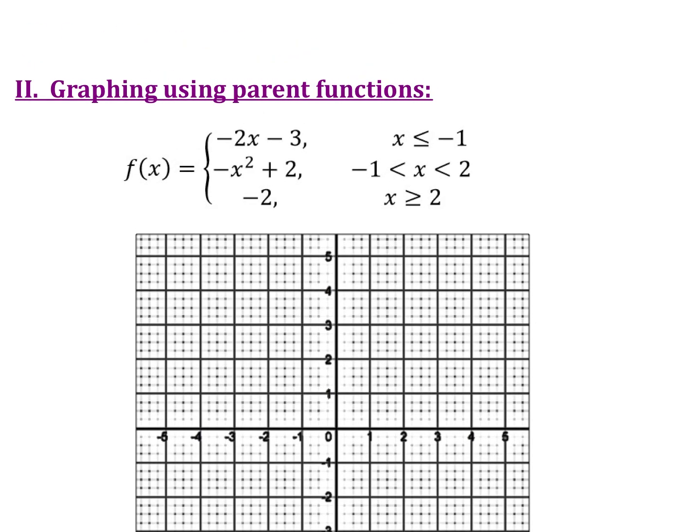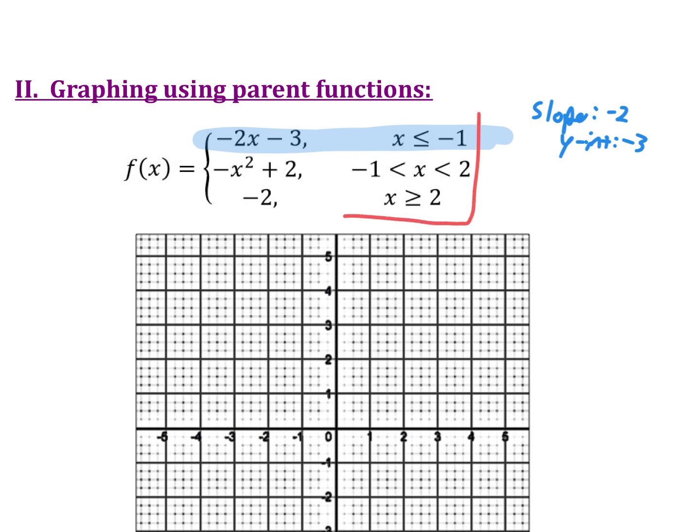All right, this first function here, negative 2x minus 3. That, as a function, is going to be a slope of negative 2 and a y-intercept of negative 3. So that's going to be a line, okay? And that graph only exists when my x value is less than negative 1.